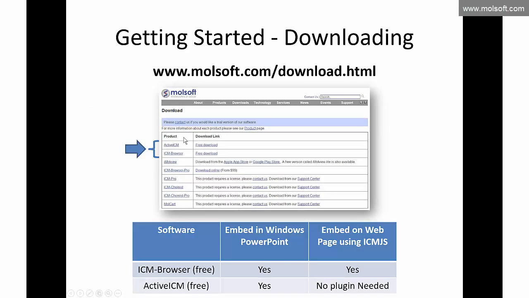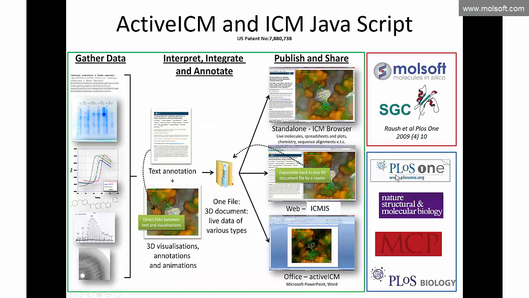So the products you need for today's webinar are free downloads, ActiveICM and ICM-Browser. ICM-Browser will make the 3D molecules. ActiveICM will enable you to embed into PowerPoint. For the web, you do not need any plugin because we use JavaScript and HTML5.